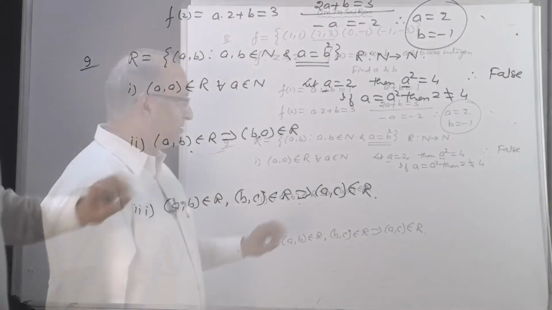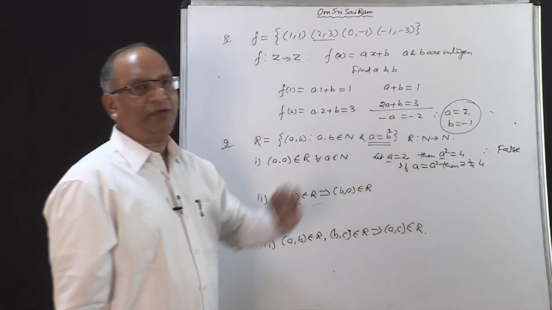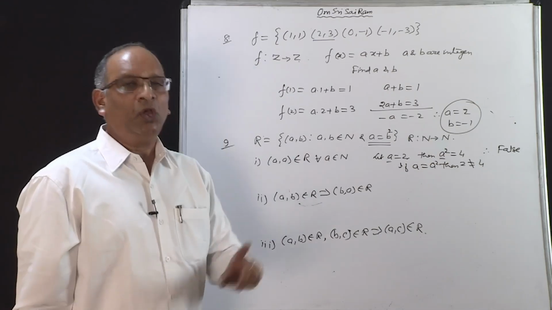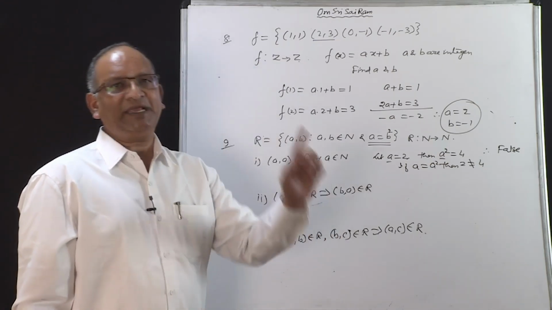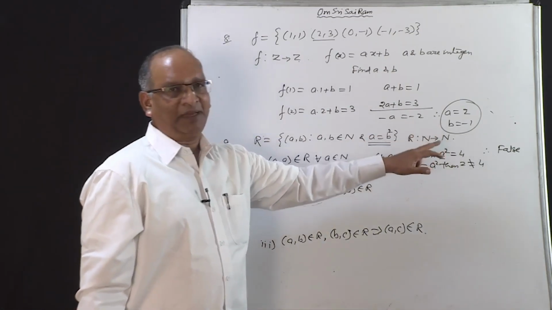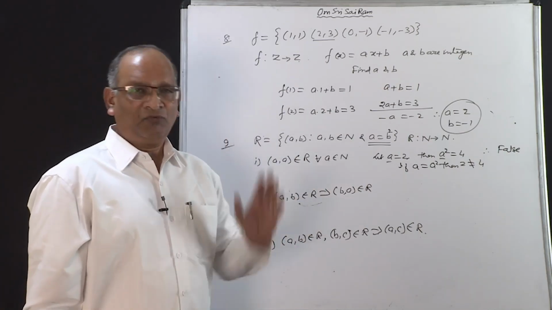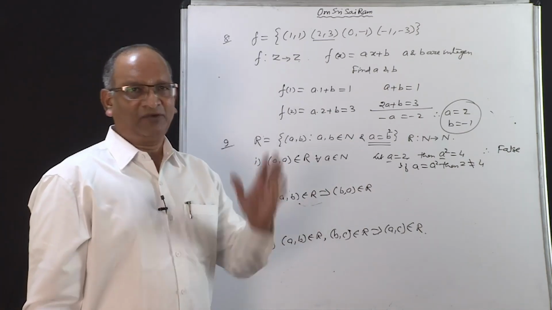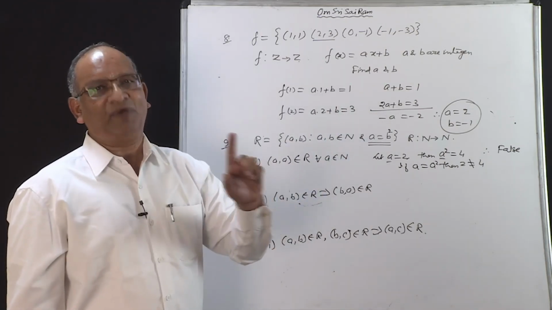AA means what? In place of B you substitute A. A should be equal to A square. It is actually true only if you choose A as 1, because 1 is equal to 1 square. Other than that, if you take any natural number, let us say 3, 3 is not equal to 3 square. 4 is not equal to 4 square. 5 is not equal to 5 square. It is true only in the case of 1.